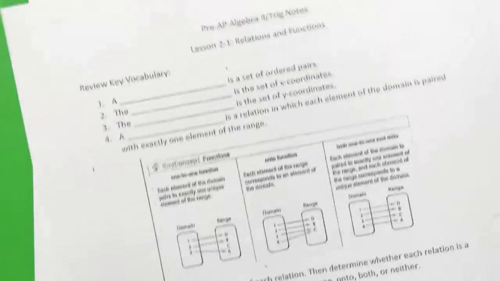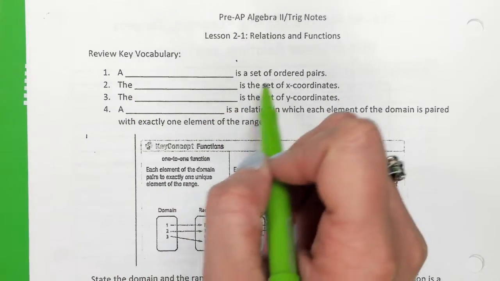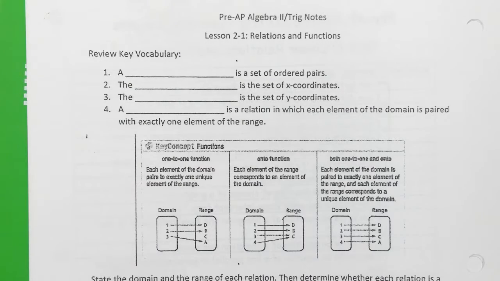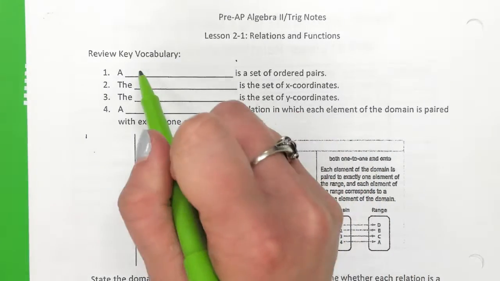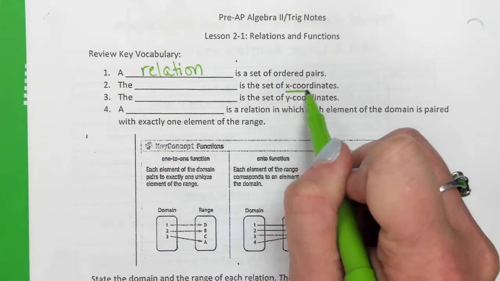All right, so here we go. You ready? Let's do these definitions first. What is a set of ordered pairs? Look at the title. What is a set of ordered pairs? A relation. Very good. All right, what about those x coordinates? What are those x coordinates?